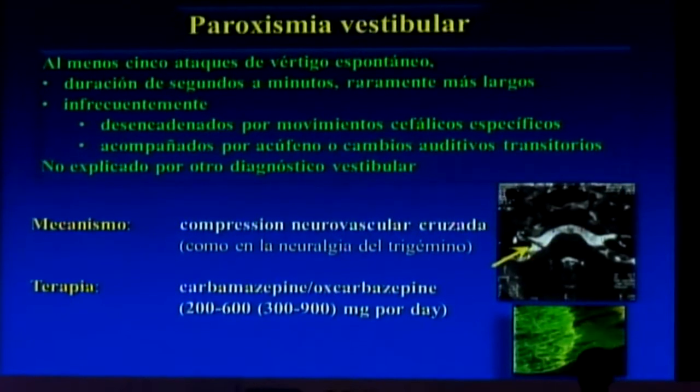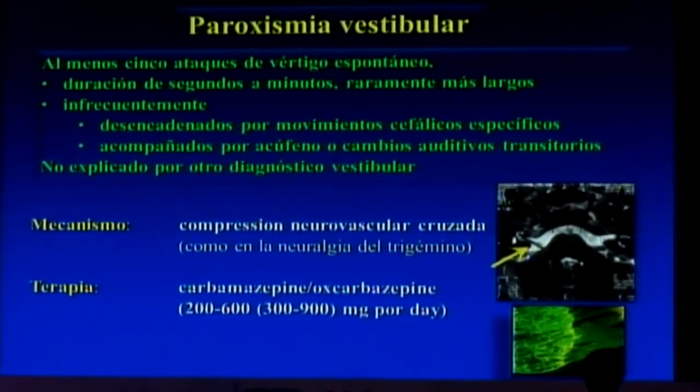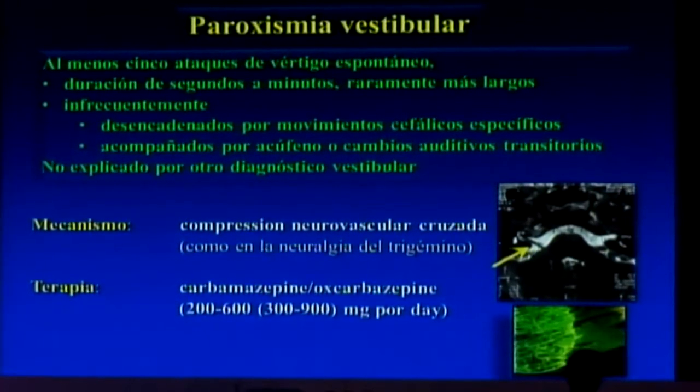So to summarize this up, recurrent short attacks of vertigo, then you should think of vestibular paroxysmia. Mechanism, neurovascular cross-compression. You should treat the patient with carbamazepine or oxcarbazepine, and thereby you can also make the diagnosis ex juvantibus. If the patient responds, the diagnosis is very likely. You don't need an MRI. If a patient does not respond, he or she may simply have panic attacks. That's another important differential diagnosis.